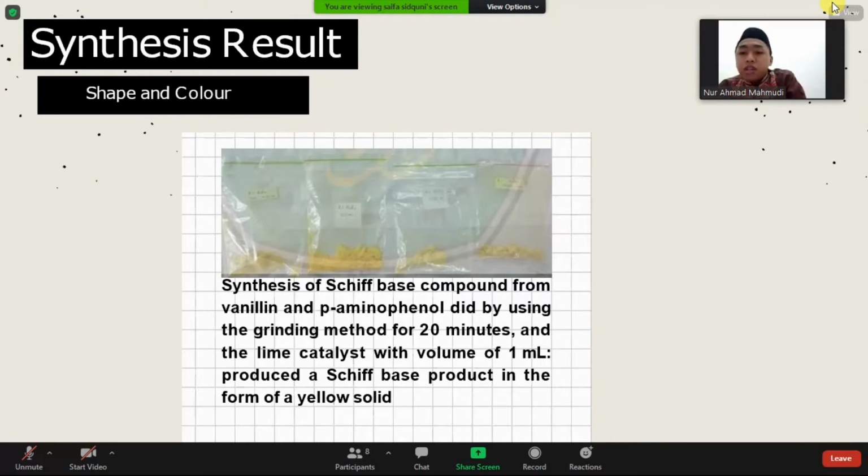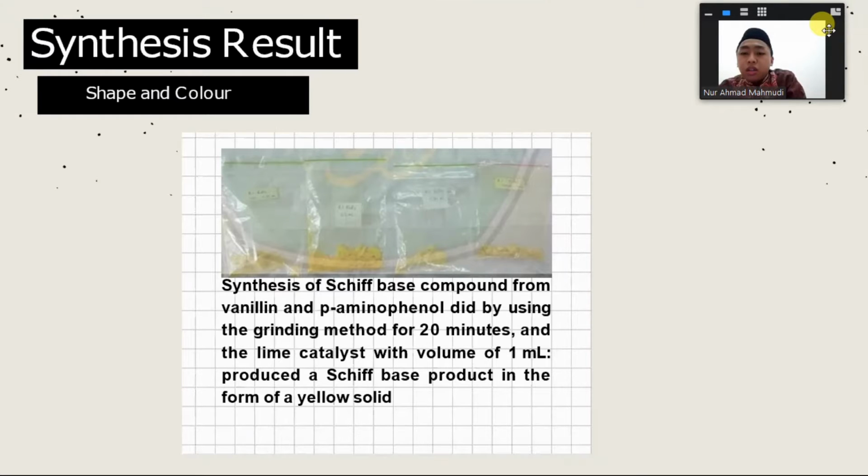Synthesis of Schiff base compound from vanillin and p-aminophenol by using the green method for 20 minutes, then catalyzed with a volume of 1 milliliter, produces a Schiff base product in the form of a yellow liquid.